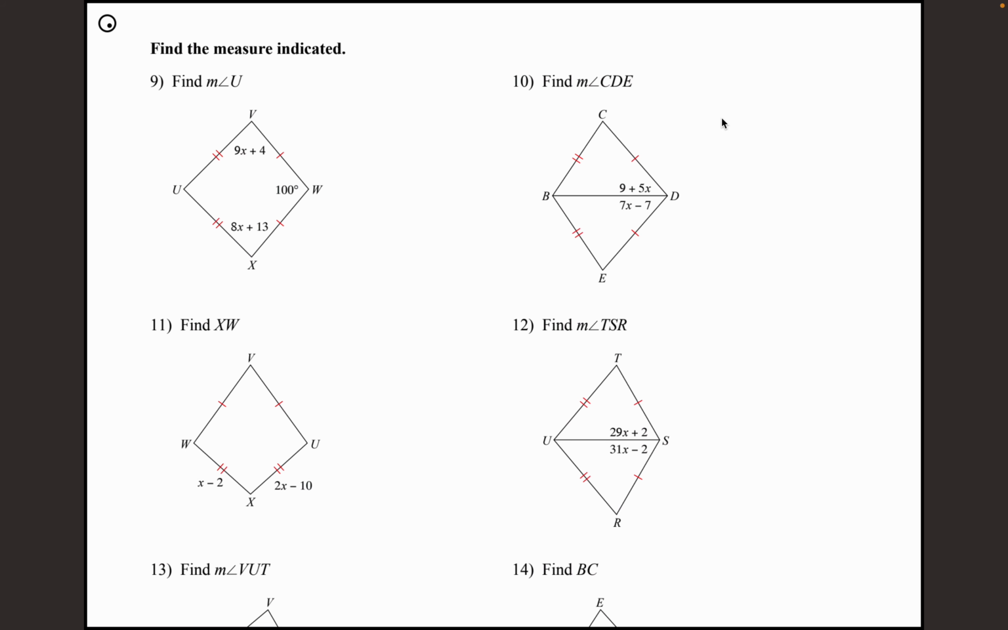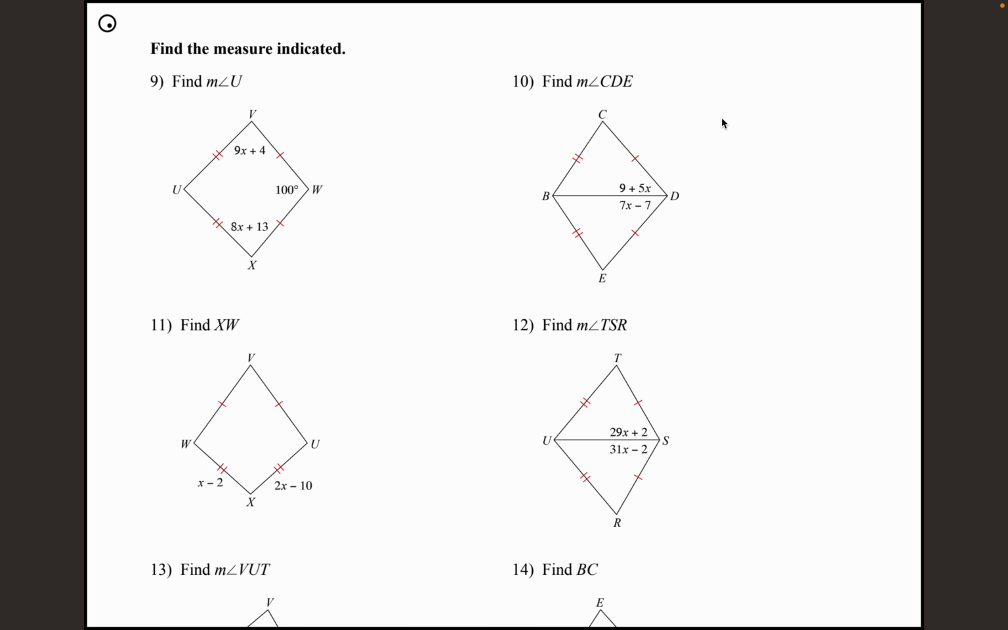So would these two be equal, or would these two be equal? Which ones do you think? I don't know, these. Not U and W. It's the two angles that are in between the two different types of congruent sides. Okay, so it's V and then X. So if those are equal, how do you set it up to solve for x? 9x plus 4 equals 8x plus 13.